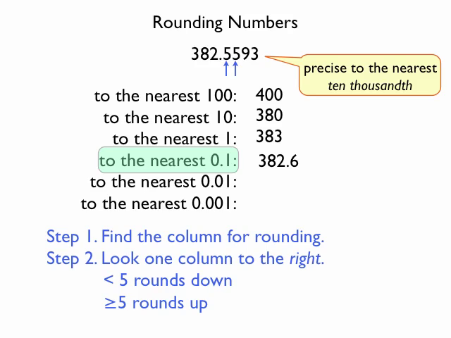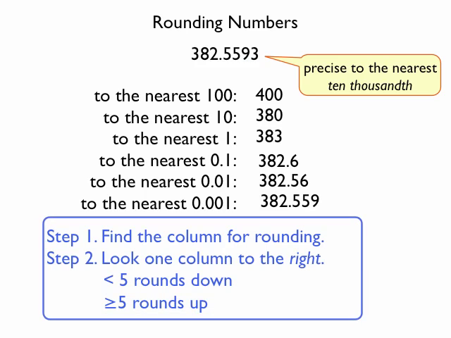Completing our list, we round to the nearest hundredth by finding the hundredths column, then looking to the next column. It has a 9, so we round up again to 382.56. Finally, for the nearest thousandth, we look at the last column, which has a 3, so we round down to 382.559. Just remember this simple process, and you should be able to round whenever necessary.